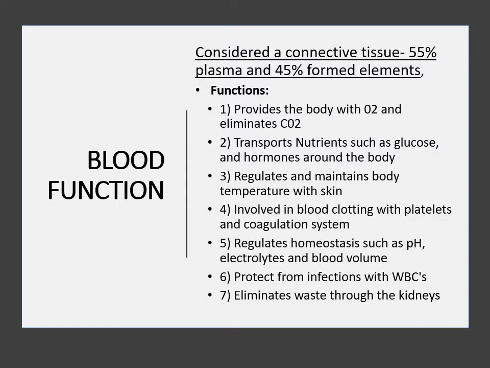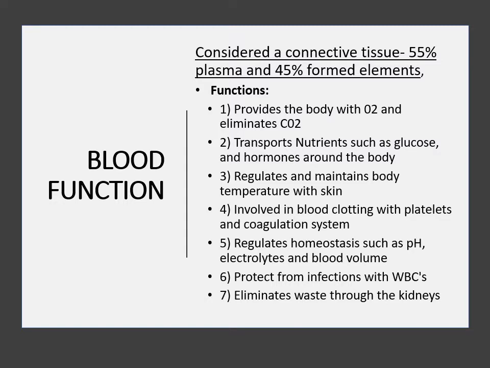Protection from infections. So we have circulating white blood cells, all of which are produced in the bone marrow. They leave the bone marrow and circulate through the blood, and also other parts of the immune system that we'll talk about on an upcoming slide. But definitely blood is heavily involved in protection from infections through the immune system.